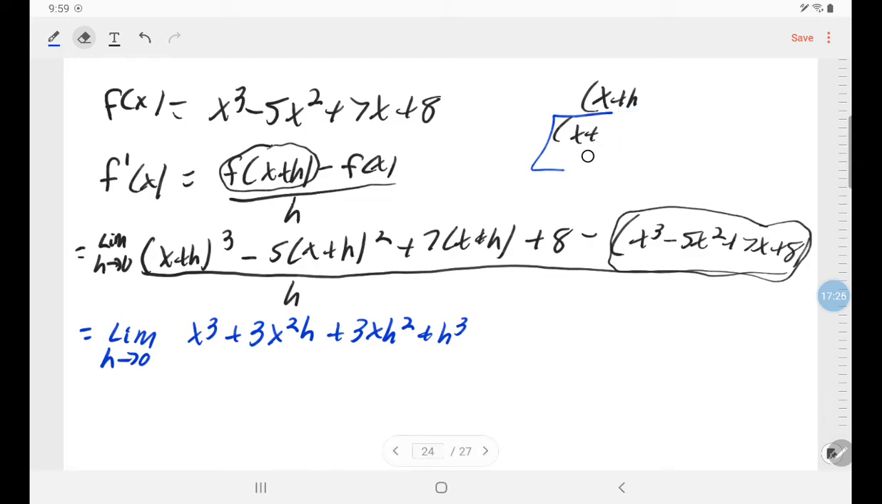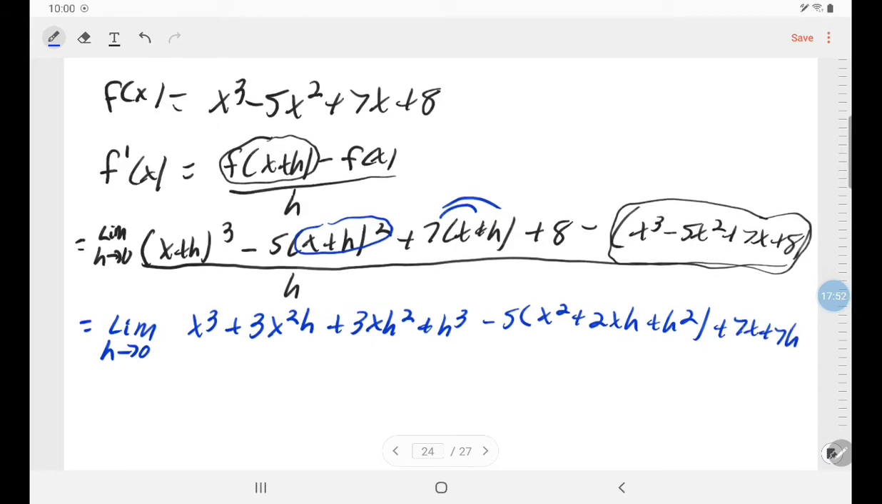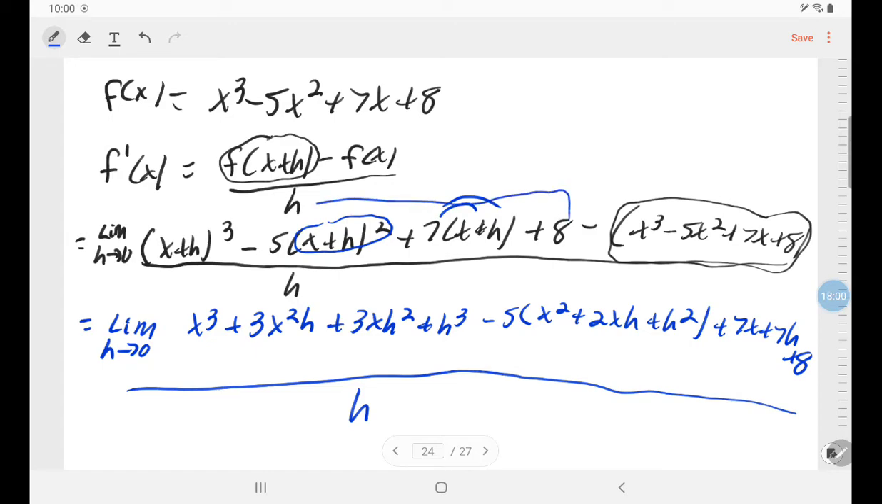And again, like I said, this is going to get long. Minus 5, and then we already know that (x plus h), the quantity squared, is x squared plus 2xh plus h squared, plus 7x plus 7h plus 8. Now this whole thing right there, that's just f of x plus h.